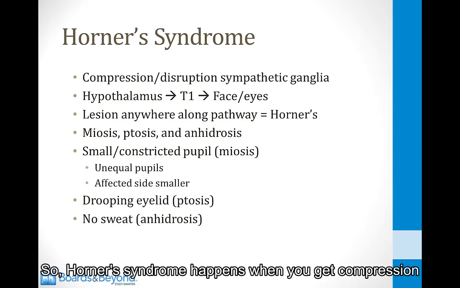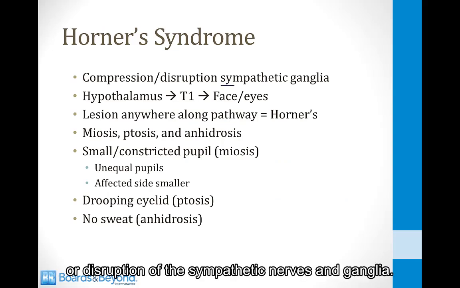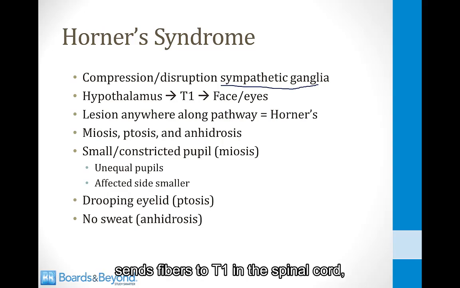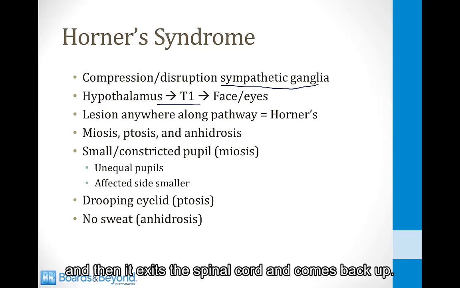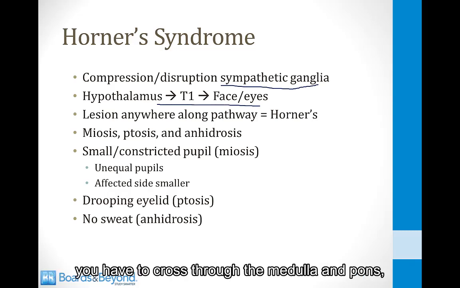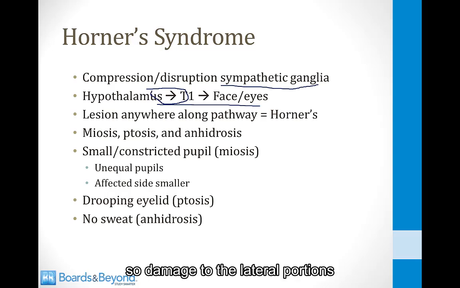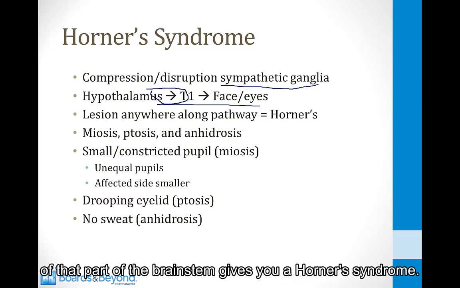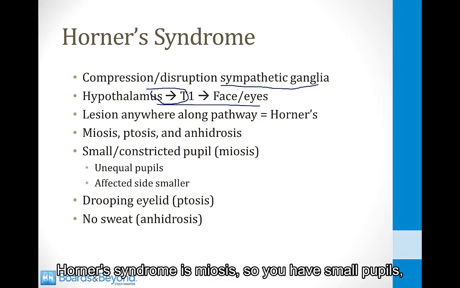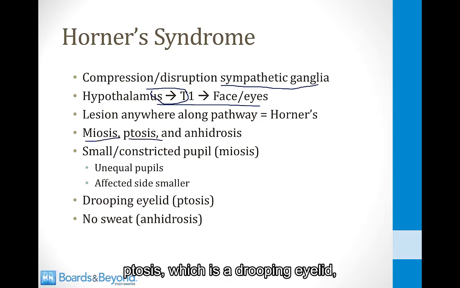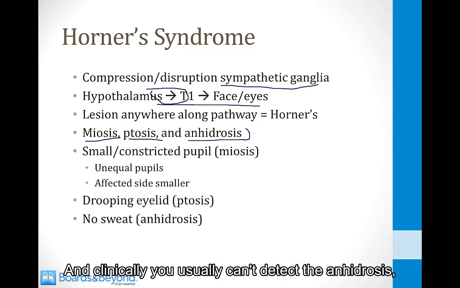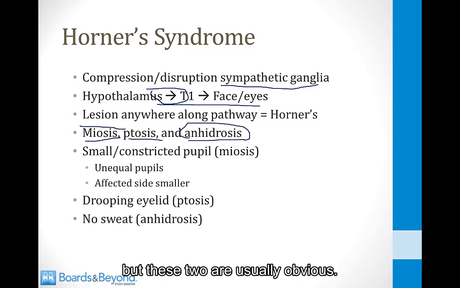So Horner syndrome happens when you get compression or disruption of the sympathetic nerves and ganglia. So recall that the hypothalamus sends fibers to T1 in the spinal cord, and then it exits the spinal cord and comes back up. Well, to get from the hypothalamus down to the spinal cord, you have to cross through the medulla and pons. So damage to the lateral portions of that part of the brainstem gives you a Horner syndrome. Horner syndrome is miosis, so you have small pupils, ptosis, which is a drooping eyelid, and anhidrosis, which is lack of sweat. And clinically, you usually can't detect the anhidrosis, but these two are usually obvious.